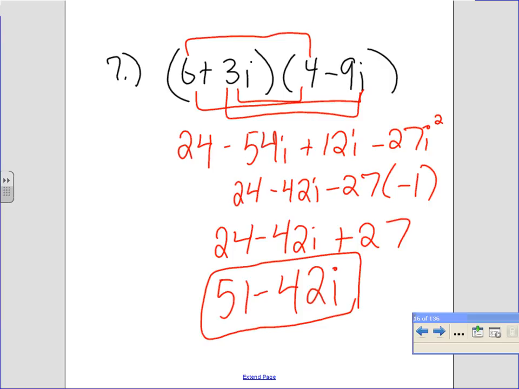Give me thumbs up, thumbs in the middle, because I know no one needs a thumbs down. What do you think about FOILing complex numbers?